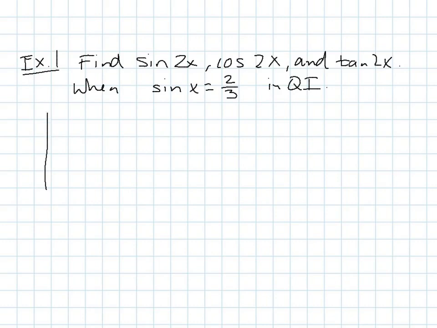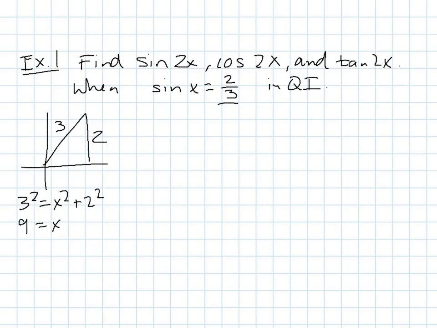So what I first need to do is figure out what the rest of my triangle is, so I know what my cosine and tangent are, because I need that adjacent side. So here, opposite side is 2, hypotenuse is 3, based on this figure. I'm in the first quadrant, so cosine is also positive, so I'll need to solve using the Pythagorean theorem for that side. So it gives me 9 equals x squared plus 4, subtract 4, and then I'll square root, and like I said, it's positive in the first, so this will be a positive square root of 5.